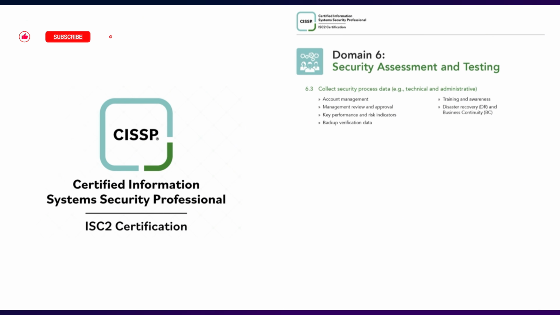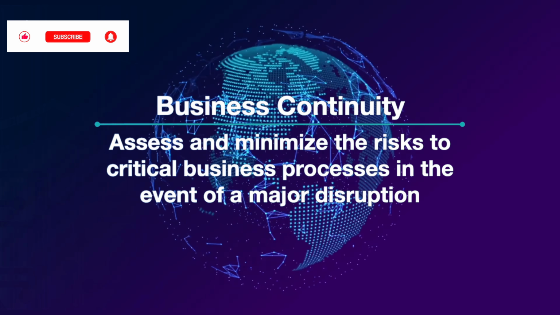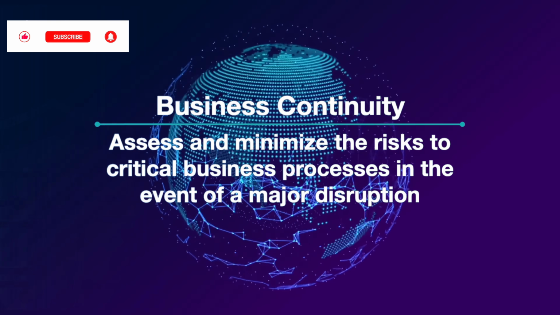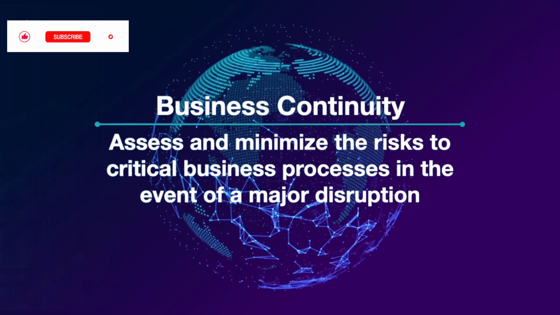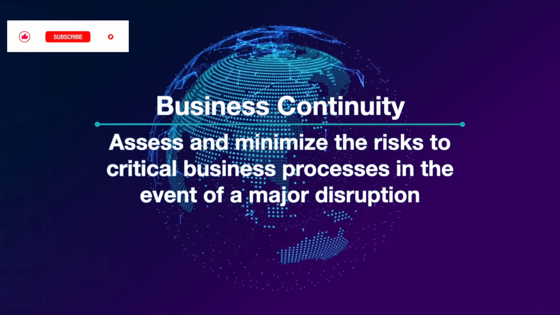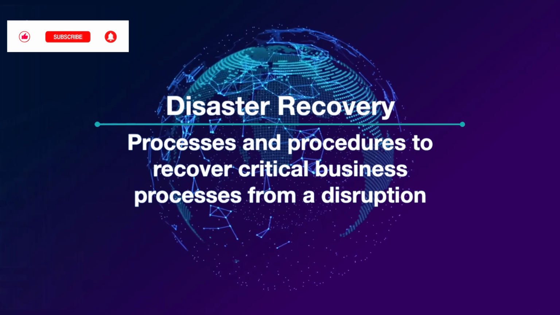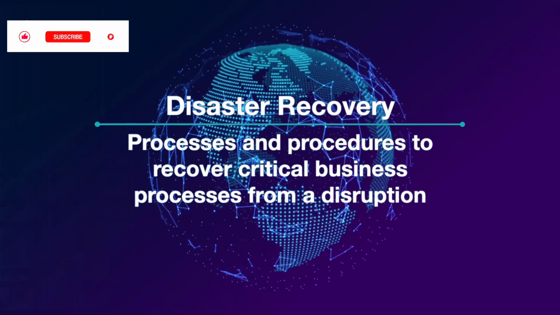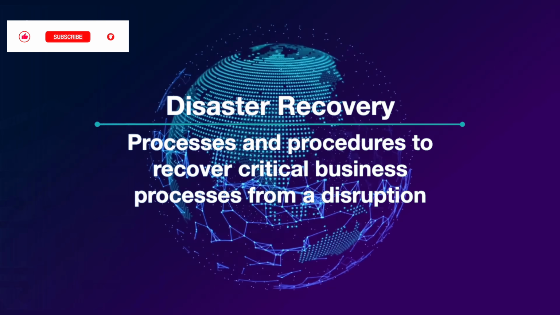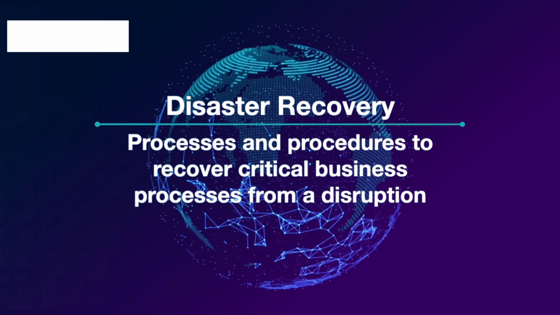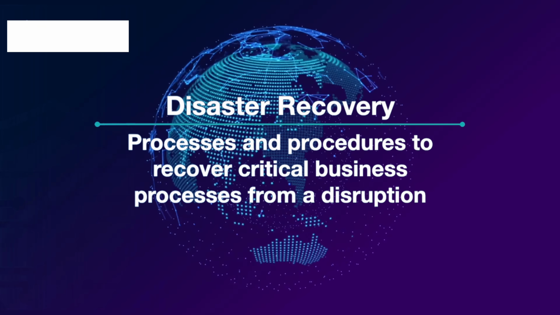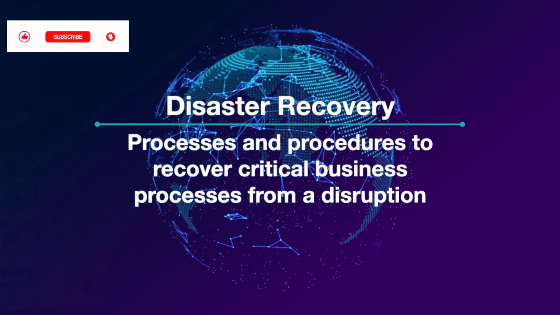Now, if you recall from the previous video, we have talked about business continuity a lot. So I don't want to go too far into it here. But business continuity is about assessing and minimizing the risk to critical business processes in the event of some kind of major disruption, and disaster recovery is the process or procedures that are necessary to recover those critical business processes from a disruption. So a very simple way of thinking about it is business continuity is all about critical business function, disaster recovery, information technology.